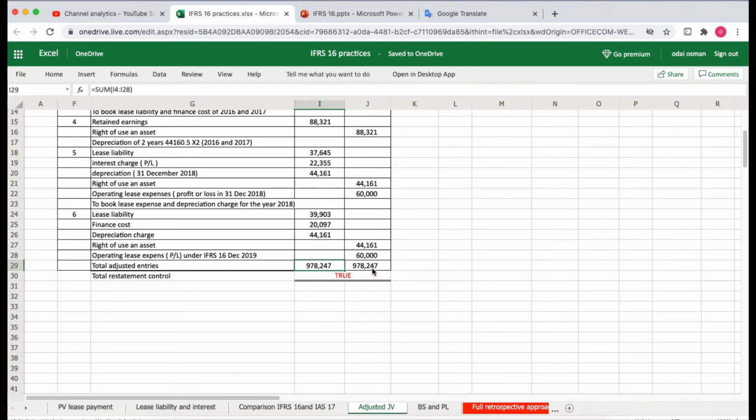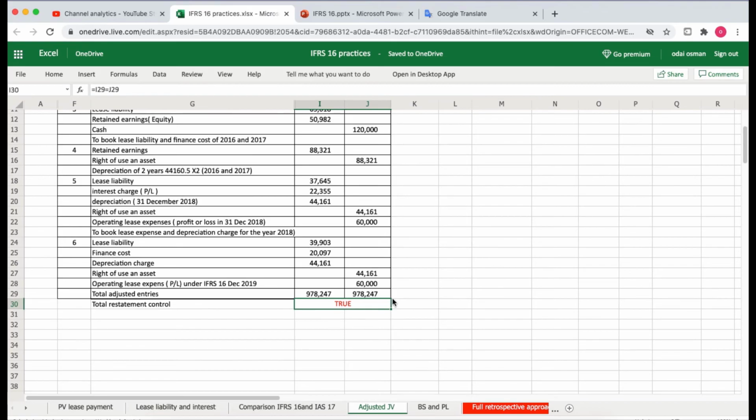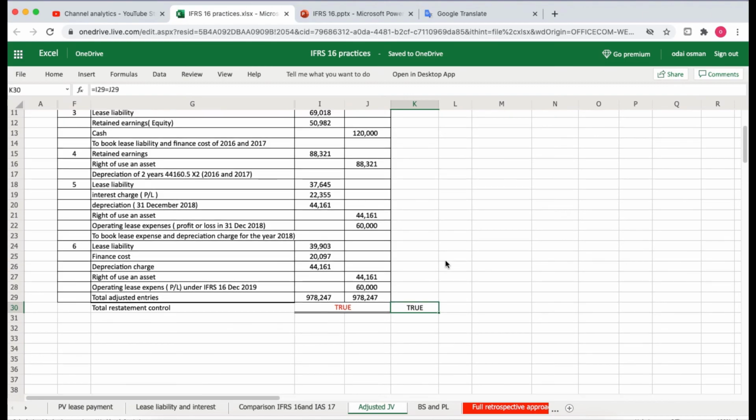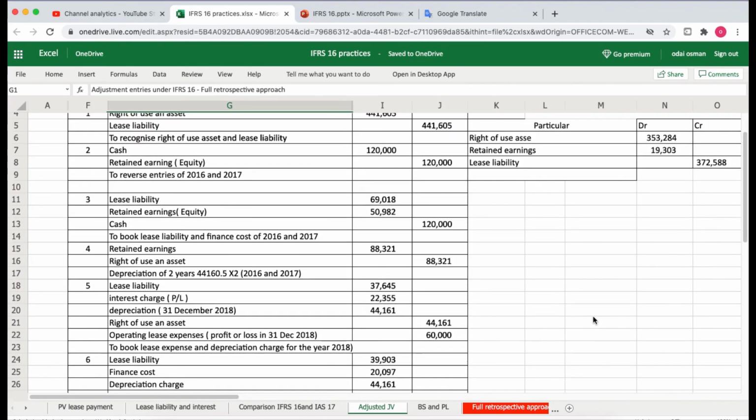You can make a control for this. Now our debit side equals the credit side, which means we don't have a wrong entry. The proof comes from the debit side equaling the credit side. These are the entries under the full retrospective approach. As I said, it needs a huge amount of work, but it will give you the comparability.